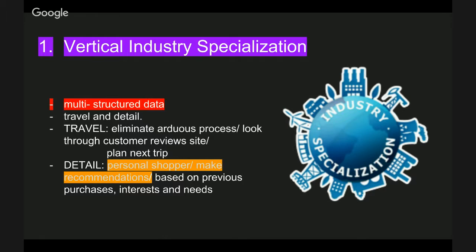In travel, cognitive apps eliminate the arduous process of searching more than 20 sites. And in retail, a cognitive app can act as a personal shopper, answering frequently asked questions about products and making recommendations based on your previous purchase interests and needs.